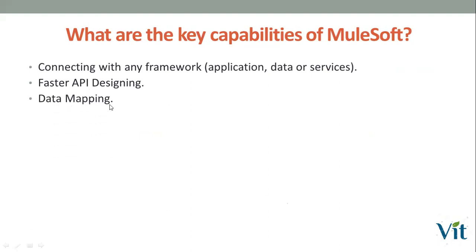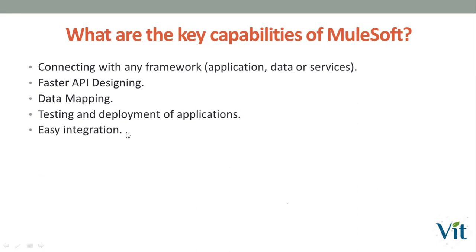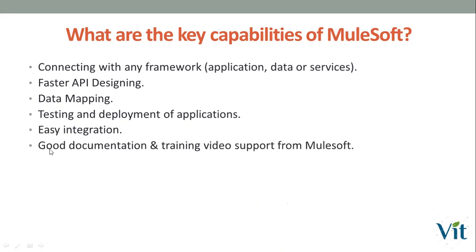Data mapping. You have data in XML and JSON as of now. So I want to convert from XML to JSON, JSON to XML. There is a data mapping and DataWeave concept, and we can perform those operations. And testing and deployment of applications is very quick. Next, easy integration. Next, good documentation.